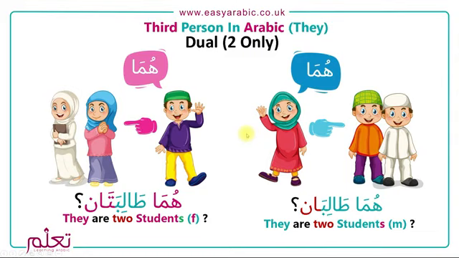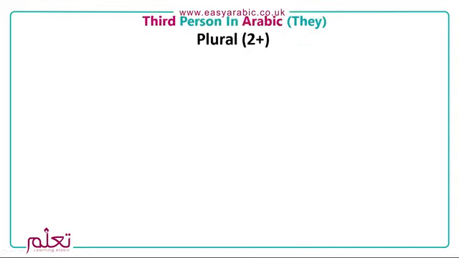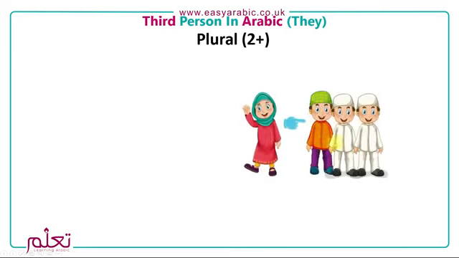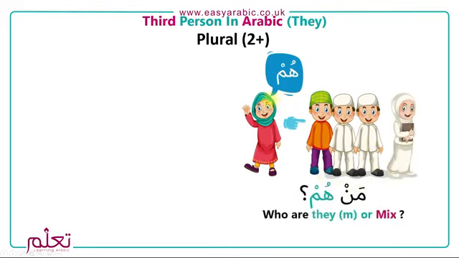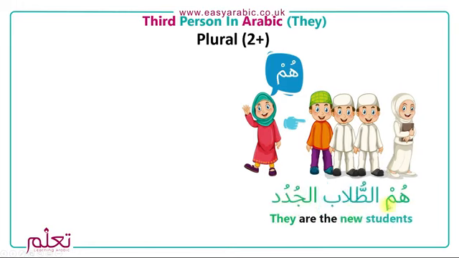When you talk about the plural in the third person, about males or a mix, we'll say hum. We'll say man hum. Again, it's the same, we'll say hum whether it's males or a mixed group. When we reply, who are they? We'll say, for instance, they're the new students. We'll say hum at-tullab al-judud.